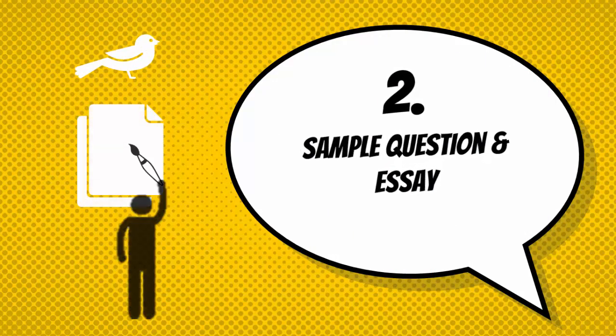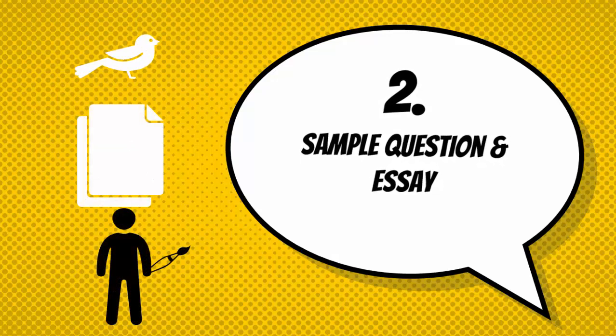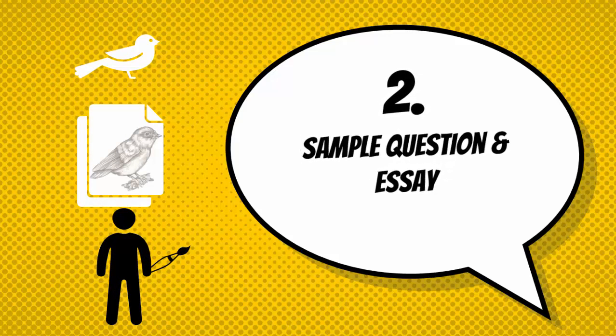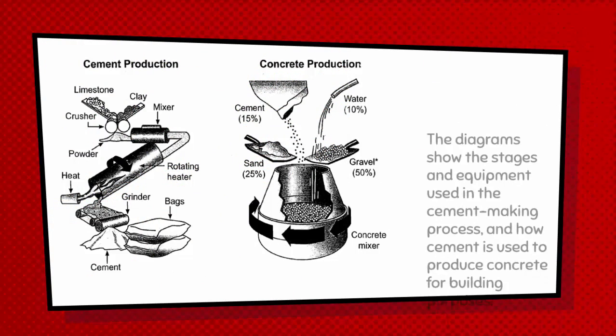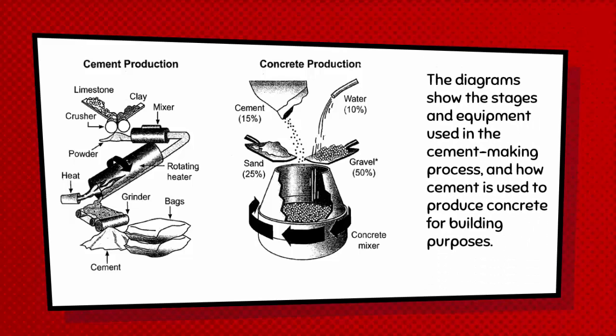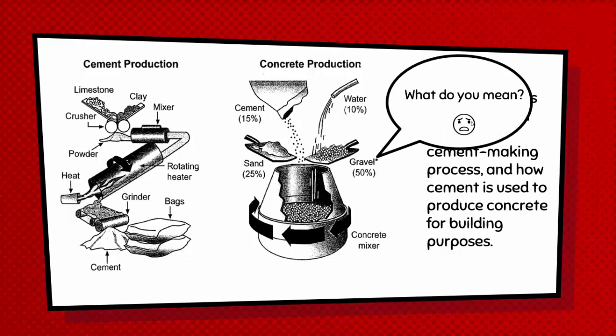That was a lot to take in, huh? Let's change it up and see how all we've discussed applies to a real question. The diagrams show the stages and equipment used in the cement making process and how cement is used to produce concrete for building purposes. I know what you're thinking.